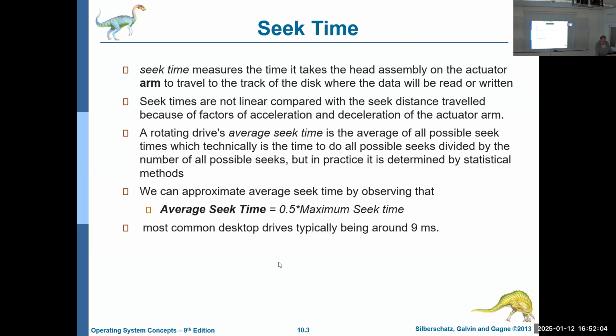Most common desktop drives are typically around 9 milliseconds. The average seek time of most desktop drives at the time of the writing of this, which is 10 years ago, was 9 milliseconds. But that's pretty slow.